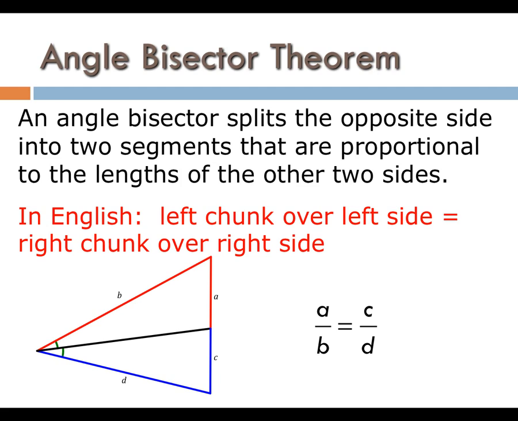In this particular case, the A, B, C, and D help you see what's going on here, but it's not going to help you in the future because not every triangle is going to be labeled with an A, B, a C, and a D. However, the left chunk over left side equals the right chunk over right side will always work.